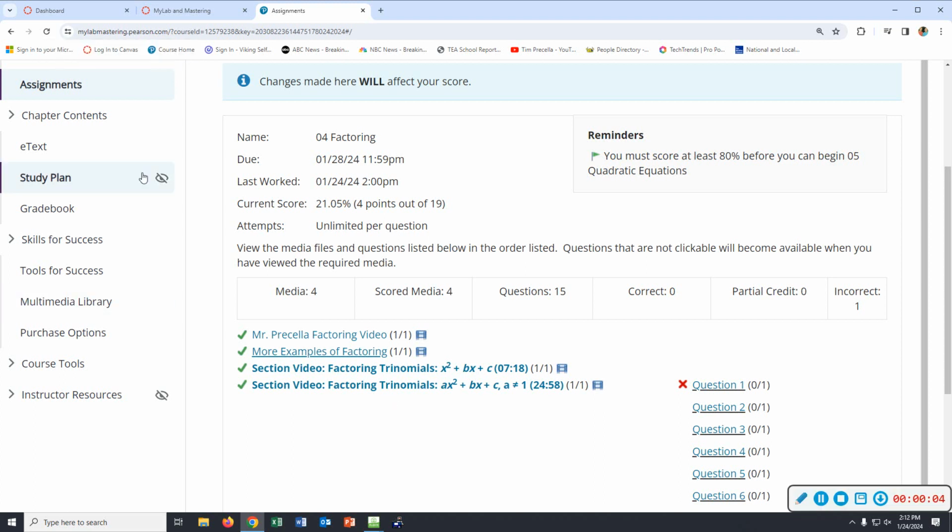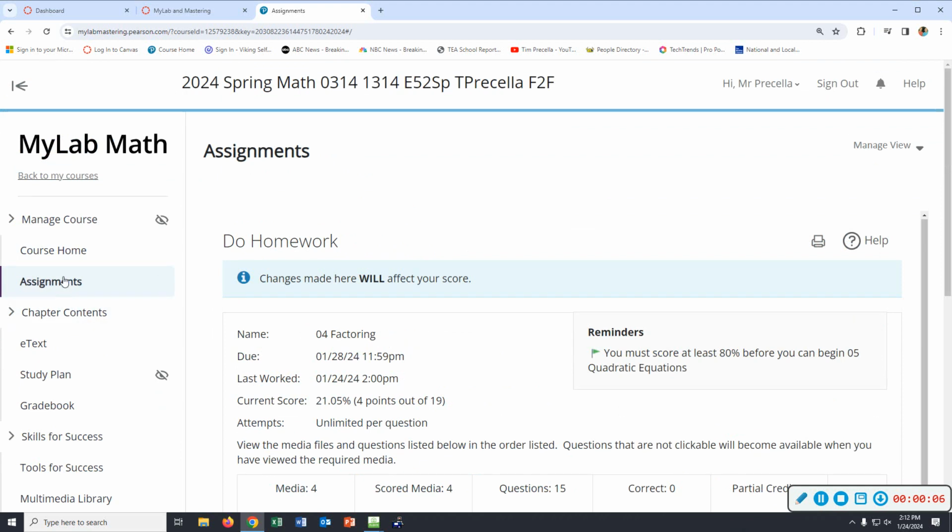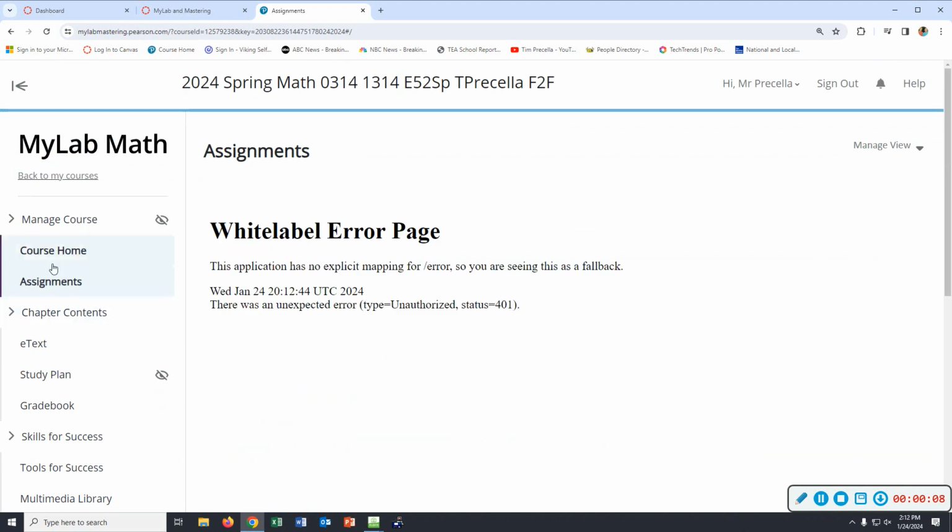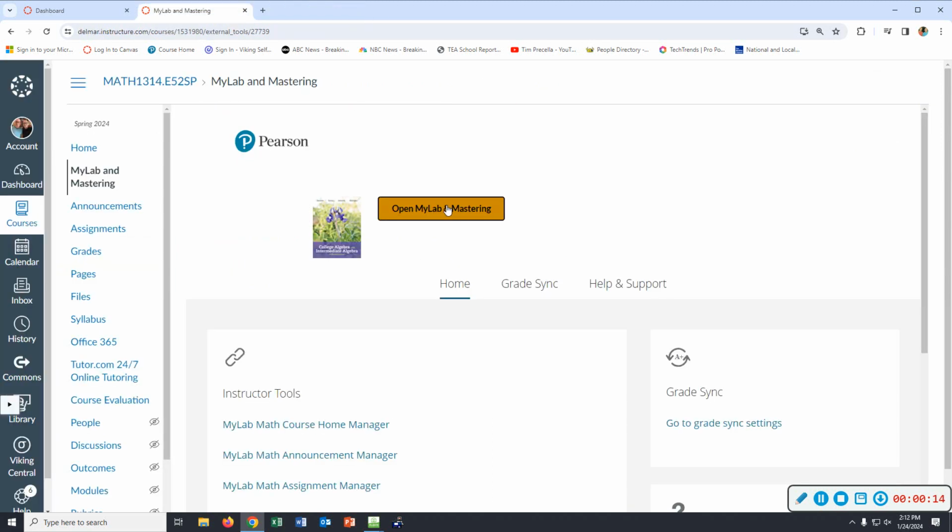We are going to look at factoring today in our... I wonder what a white error, that's not good. Let's try all over, okay?